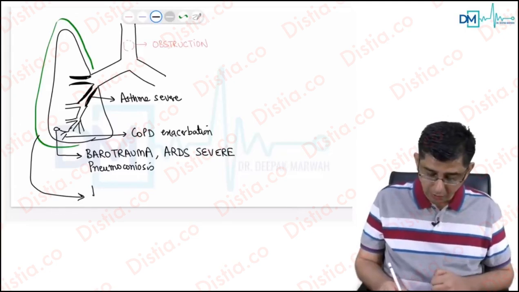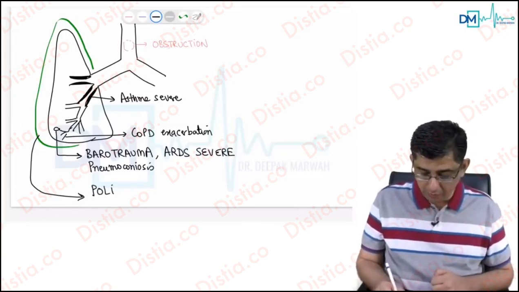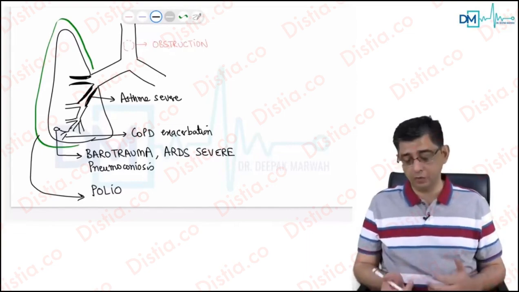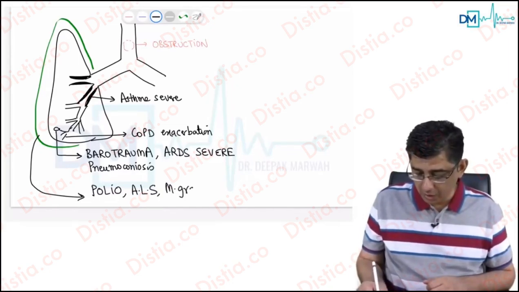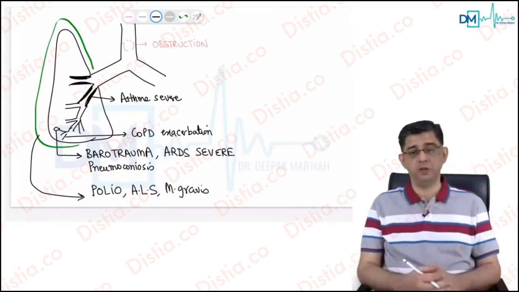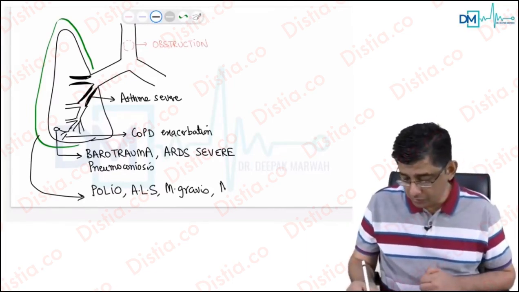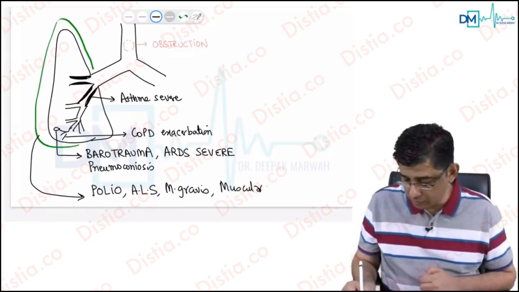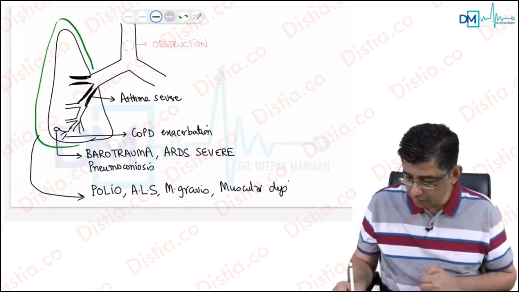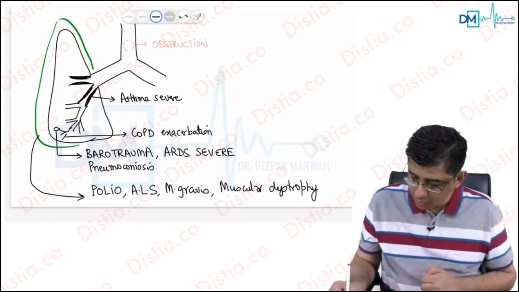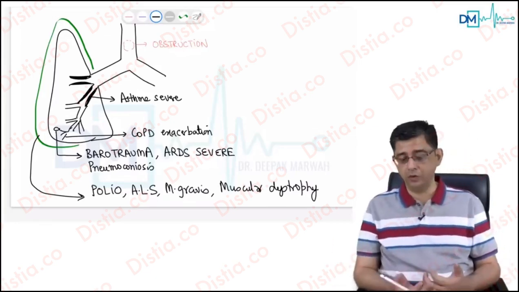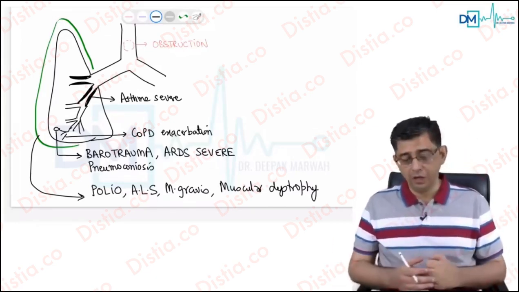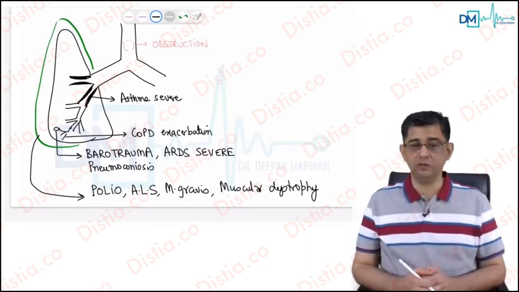Now when I say the chest wall, I don't mean only the chest wall, I also mean the muscles related to respiration. So we could be having poliomyelitis affecting the muscles of respiration, myasthenia gravis affecting the muscles of respiration, amyotrophic lateral sclerosis affecting the muscles of respiration, muscular dystrophy affecting the muscles of respiration. So my point is that if you are having any disease related to muscles of respiration like poliomyelitis, muscular dystrophy, that could contribute to development of respiratory acidosis in a patient.